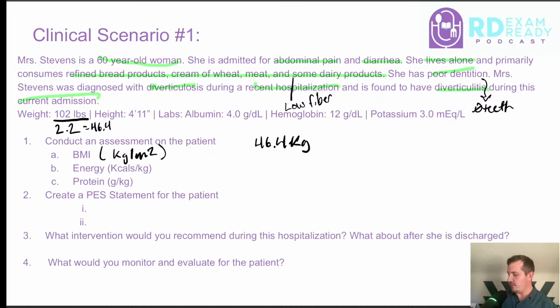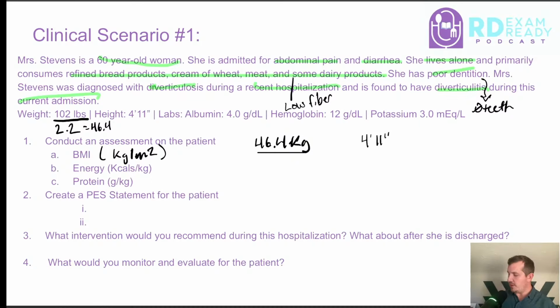Okay, and I'm walking through this just because some of us do need practice on this, so I want to make sure we all know how to do it. For the meters here, for the 4 foot 11, I'll write this out to the side. 4 foot 11 inches. Okay.